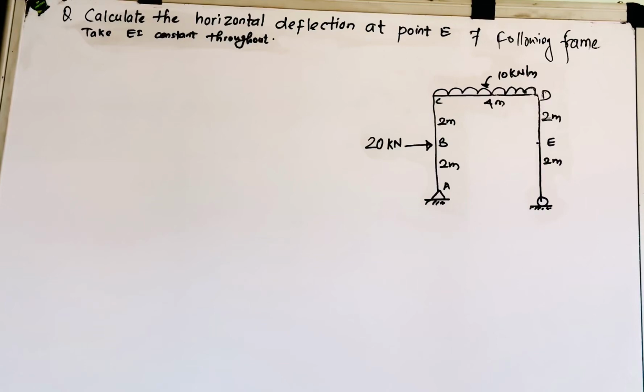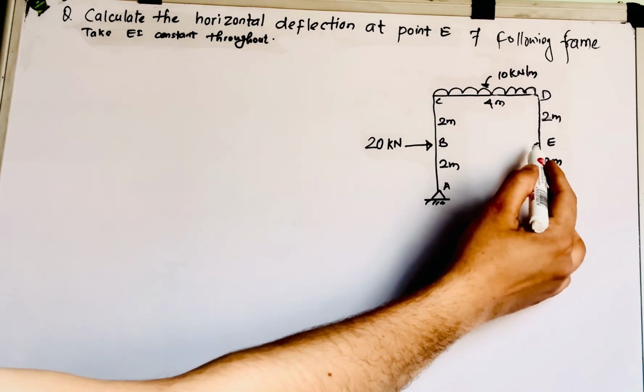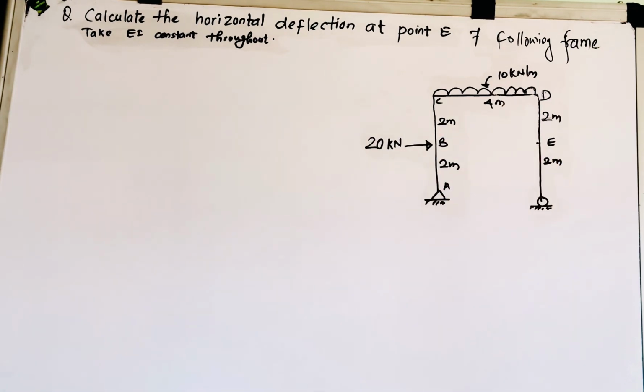Good morning everyone. Today we will do the solutions of theory of structure first. Let us see what the question tells us. We need to calculate the horizontal deflection at point E of this frame. Take EI as constant throughout the member.